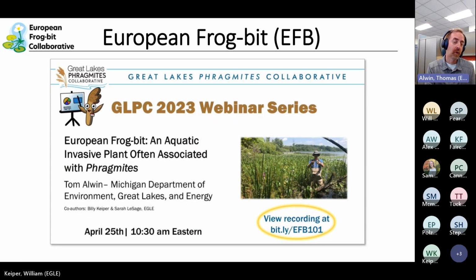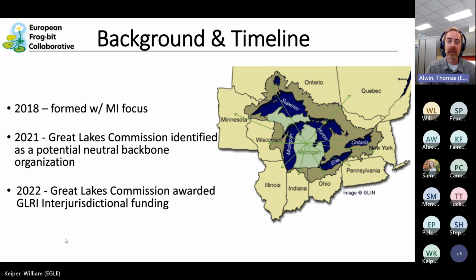So if you wanted to learn a little bit more about European frogbit, some identification and where you might find it, there is a nifty Great Lakes Phragmites Collaborative webinar series that was done not too far back, and that little yellow circled bit.ly link can take you to that, so you can learn some more about European frogbit and listen to me drone on about it for a bit. But if you want to learn more, that's a good spot.